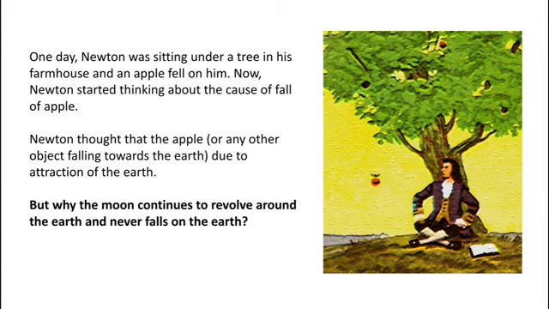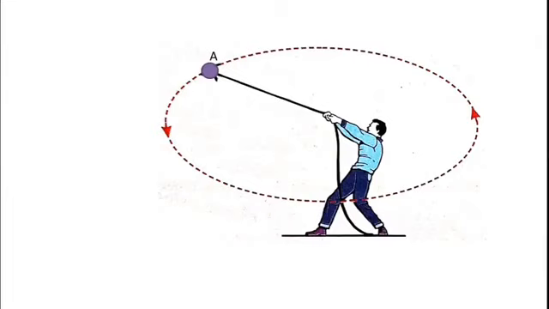So in order to explain the motion of the moon around the earth, let me recall a concept of uniform circular motion that we have learned in the first chapter, motion. Now students, you know that motion of an object along a circular path with uniform speed is known as uniform circular motion. Let us take an activity in order to understand it. Here you can see that a boy is whirling a stone with the help of a thread above his head in a horizontal circle with constant speed.